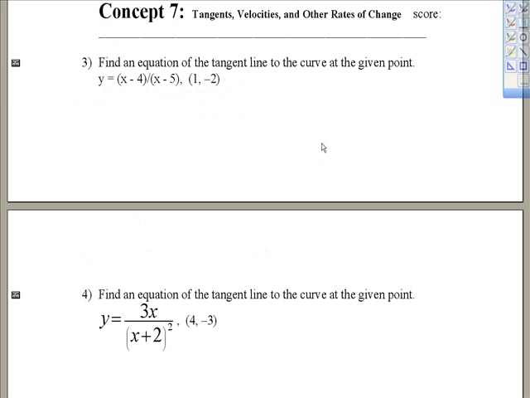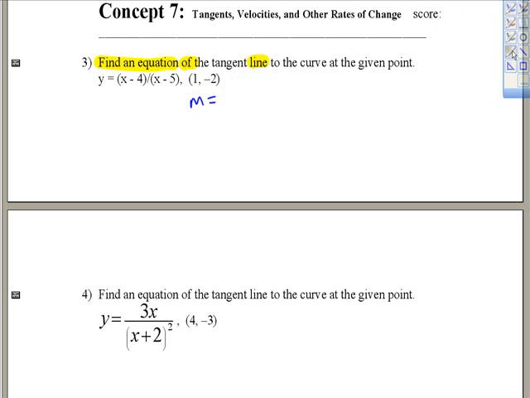All right, number 7, concept 7. Tangent velocities and other rates of change. We're given an equation here. We're asked to find the equation of the tangent line to the curve at the given point. So right away, I see find an equation of a line. And anytime I see those directions, I think I need a couple things. I need a point and I need a slope.